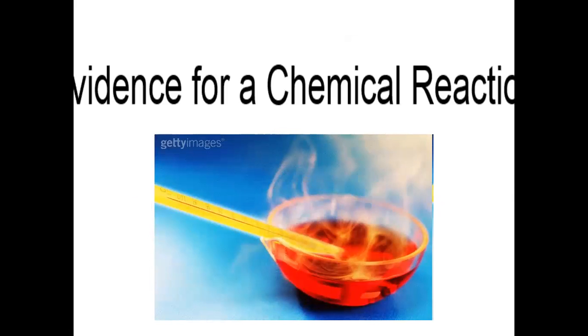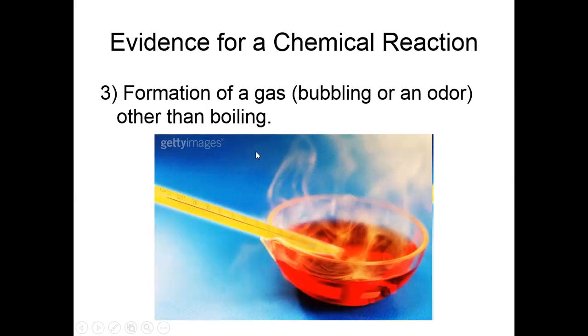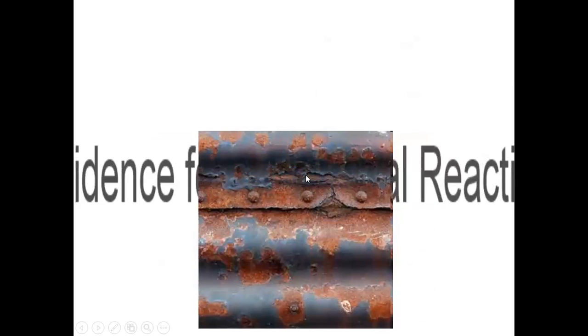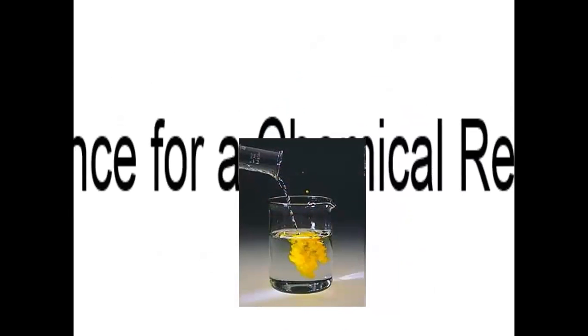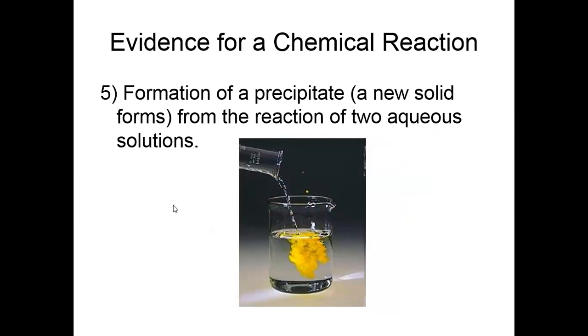The third one is the formation of gas, bubbling, and or an odor other than boiling. Okay, formation of gas. Fourth, color change due to the formation of a new substance. Look at the rusting here. This is a chemical reaction because a new substance forms. The last one is the formation of precipitate, a new solid forms from the reaction of two aqueous solutions. Look at the precipitate that is formed here.